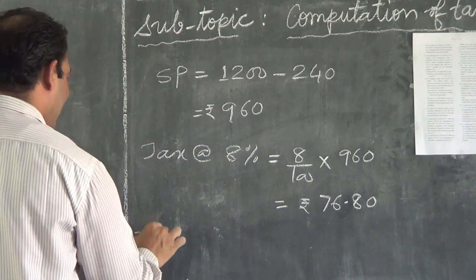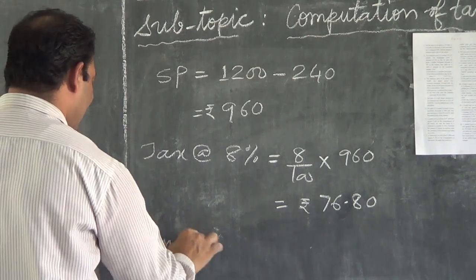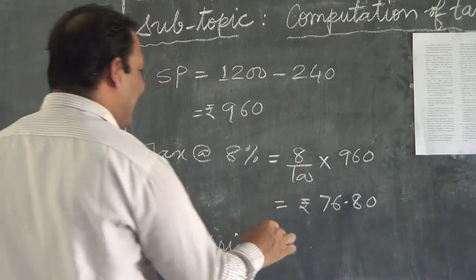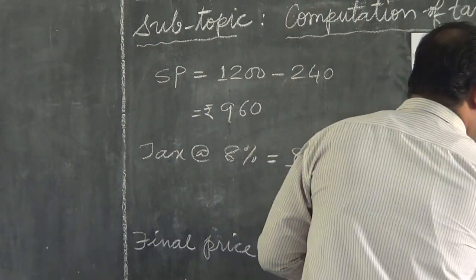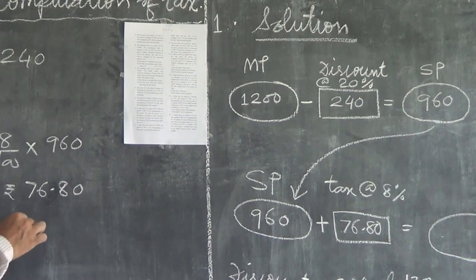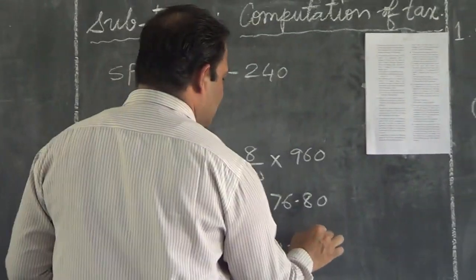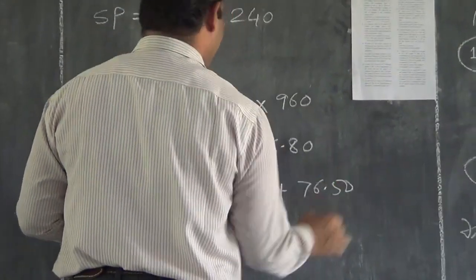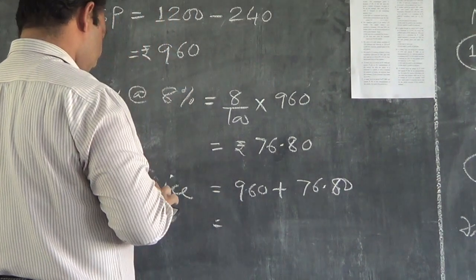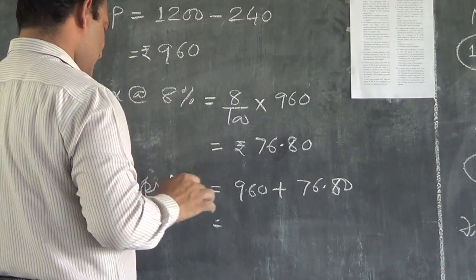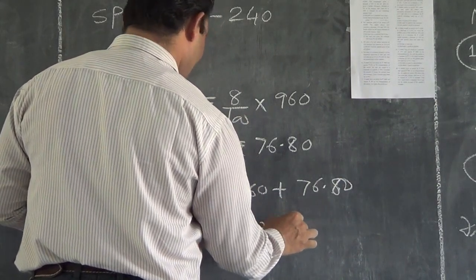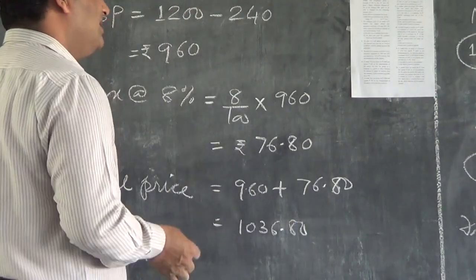Then the final price, that is including tax, because here I got 76.80. My final price will come 960 plus 76.80. Answer is coming 1036.80. So this is the answer.